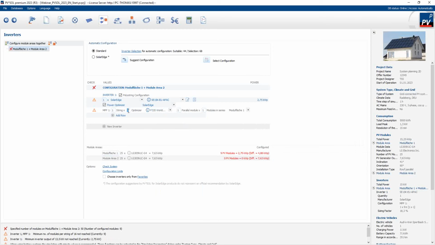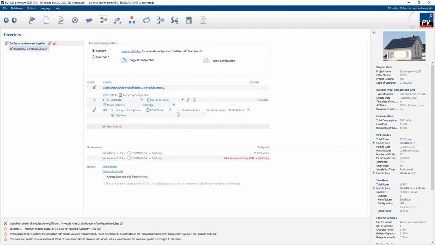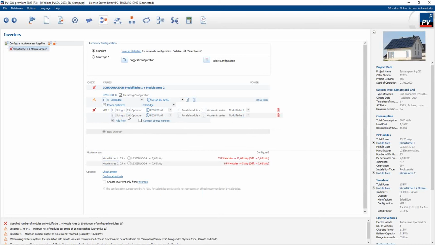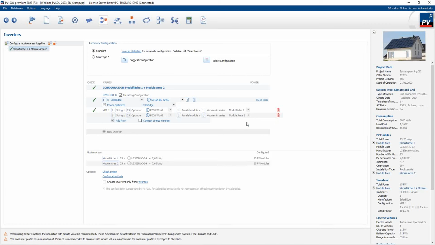So then we can see for module area 1, we have 25 modules. Now we have 25 optimizers. So for every module, one module in parallel and one module in series. And here we have to select the module area. So that's the first sub row. So we have to add a row. Here again for the module area, 25 optimizers, because we have 25 modules, one in series, one in parallel, and then we have to select module area 2 here. And that's how you can define it.